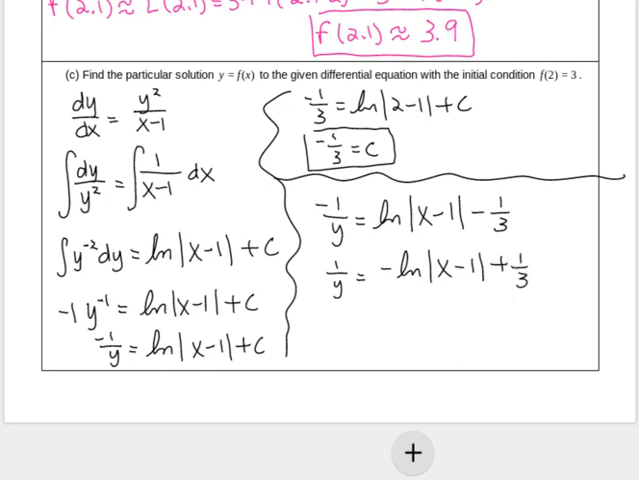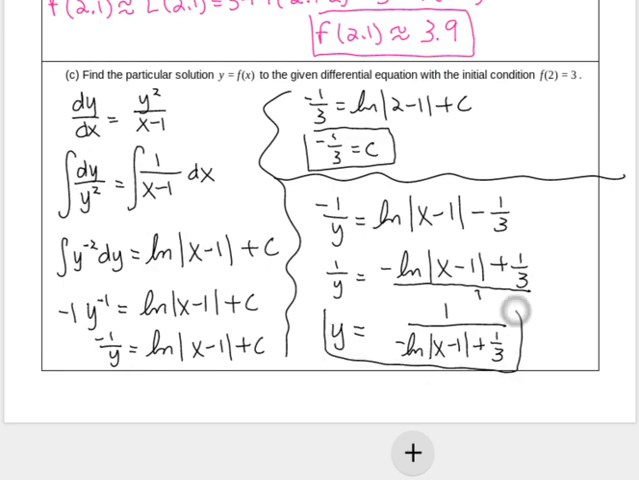And then since it's 1 over y, we can actually just take the reciprocal and just make it y equals 1 over negative natural log of the absolute value of x minus 1 plus 1/3. So technically, we're looking at all of this being over 1, and we just take the reciprocal of both sides. And so this would be our answer right here. Now, I don't usually like to leave fractions in fractions, so I probably would have done it a little bit differently and gotten a common denominator and stuff. But this would be a final answer.